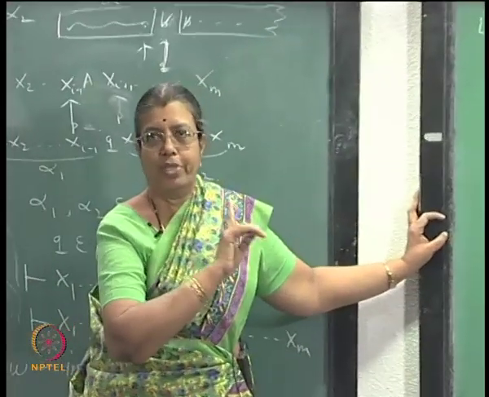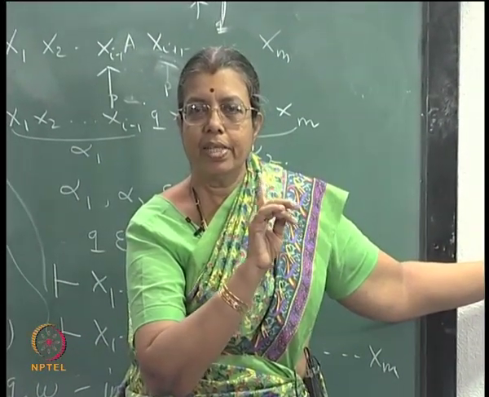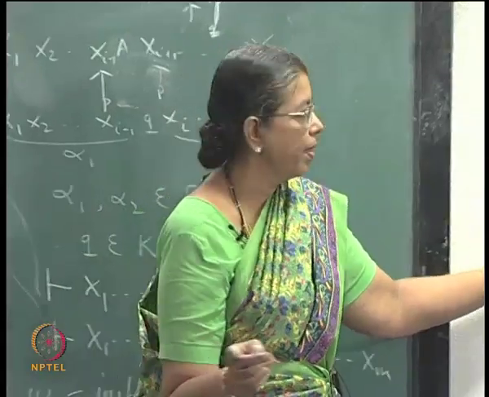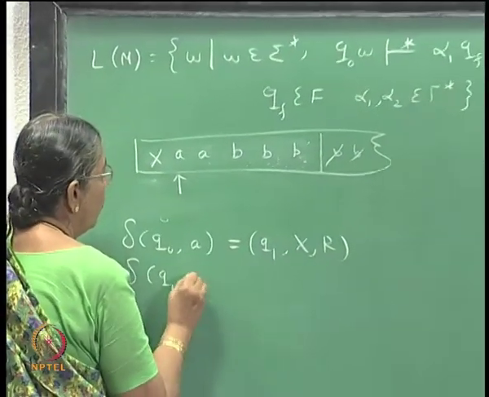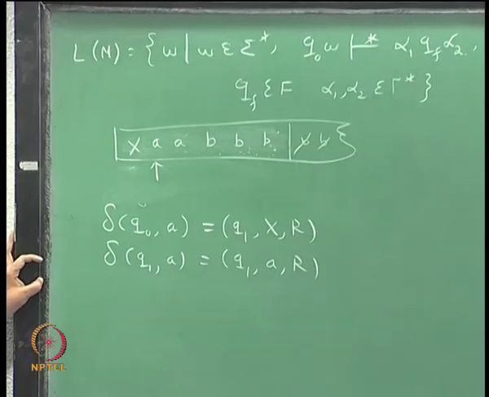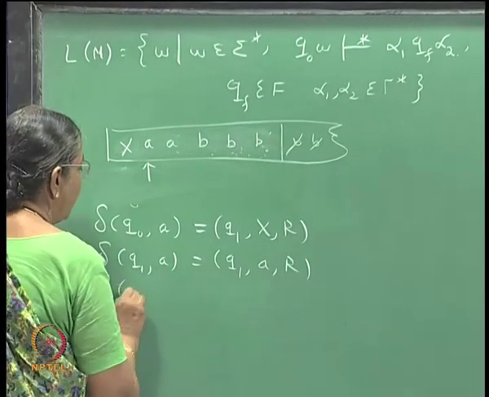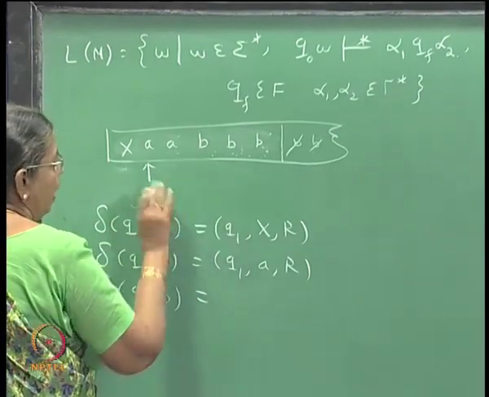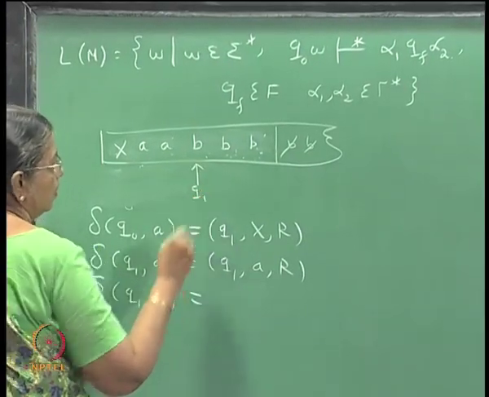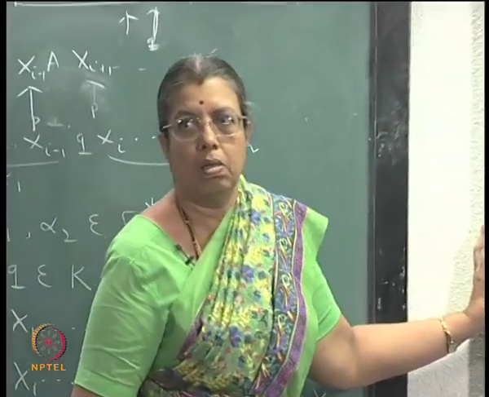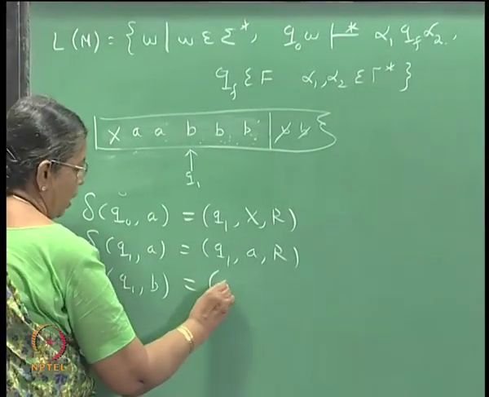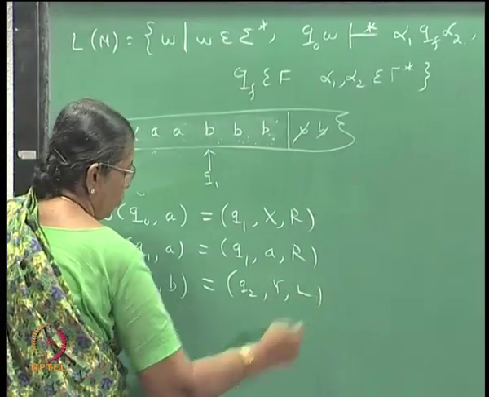Now, in q1 it has to move right and it has to see the B. When it sees the B, it will change state and start moving to the left. So, delta of q1 A is q1 A R, it just moves right, and delta of q1 B, when it sees this B in state q1, it makes it into a Y and starts moving left.